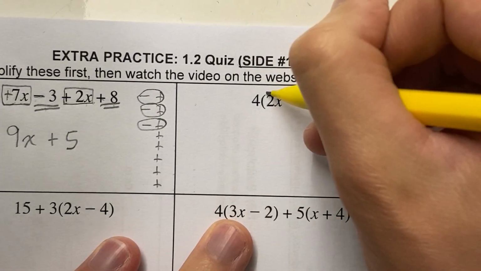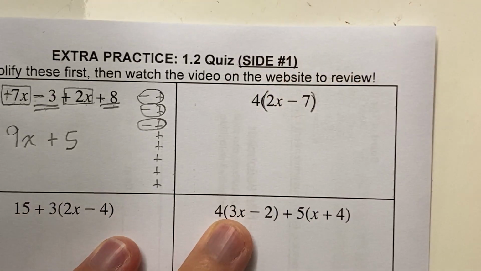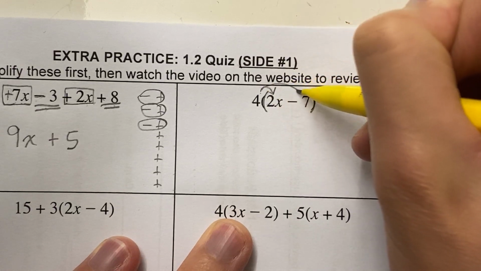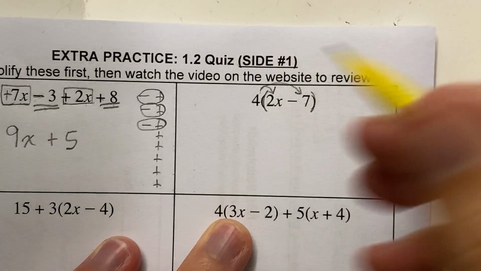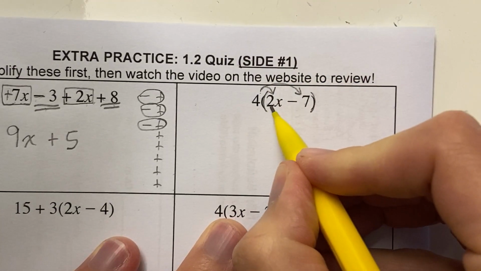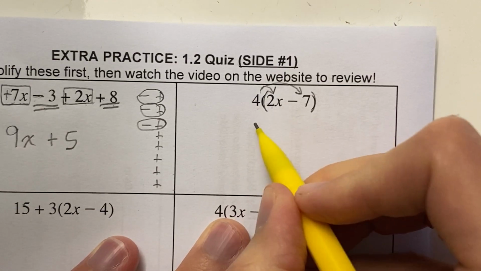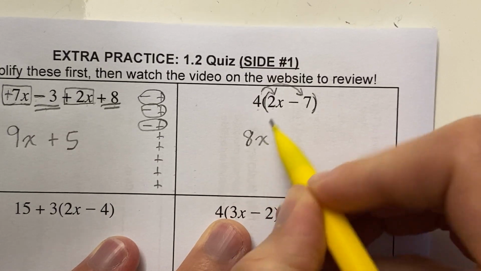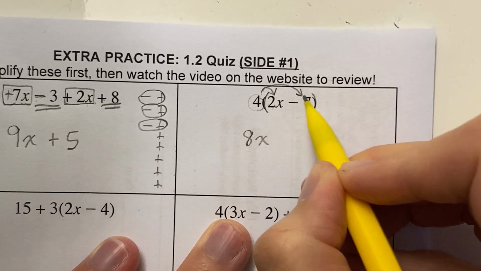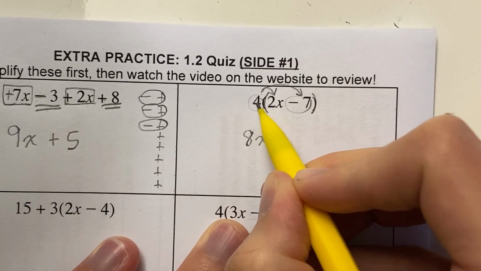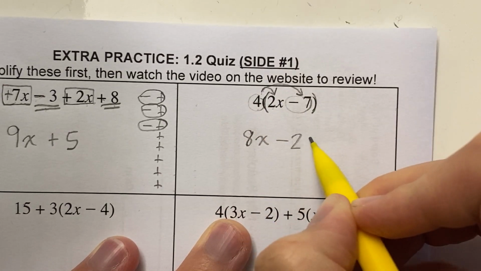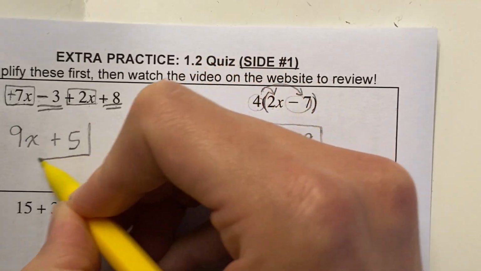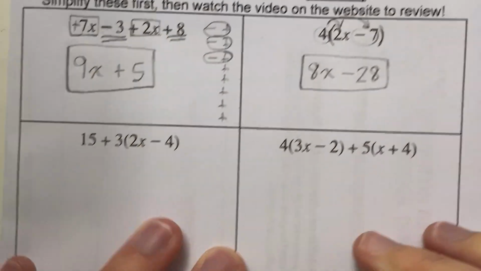Over here, these parentheses mean multiplication. So this means 4 times 2x and 4 times negative 7. So first I'm going to do 4 times 2. Now make sure you're not doing 4 plus 2, right? If you did 6x here, that would be wrong. 4 times 2 is 8x. Now this is a positive times a negative, so it's going to be negative, and 4 times 7 is 28. And you're welcome to use a multiplication table or a calculator on the quiz.